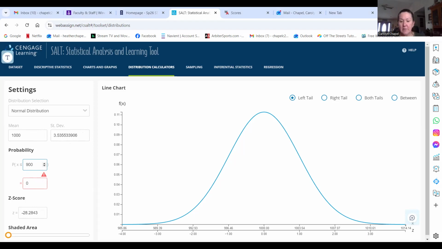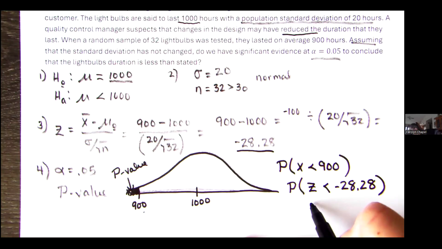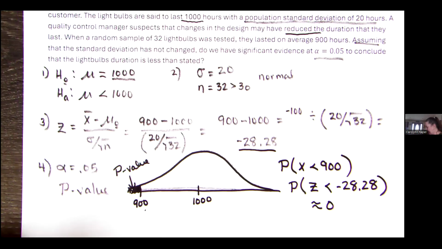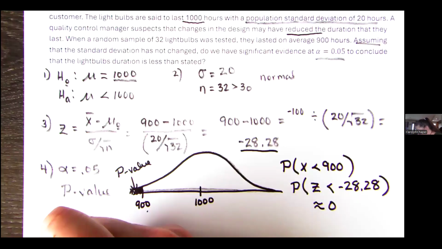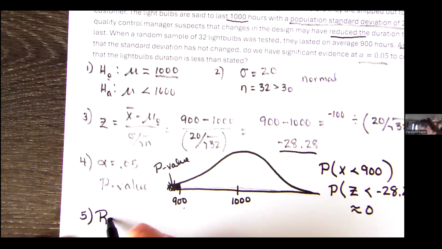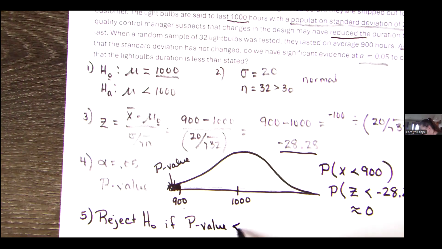So I'm going to go back to our screen so we can finish this problem off. Okay, and we got a probability here to be about 0. All right. So step 5 is our last piece. So step 5 is we have to make a decision whether or not to reject H naught. And the rule is that we will reject H naught if the p-value is smaller than the alpha value.